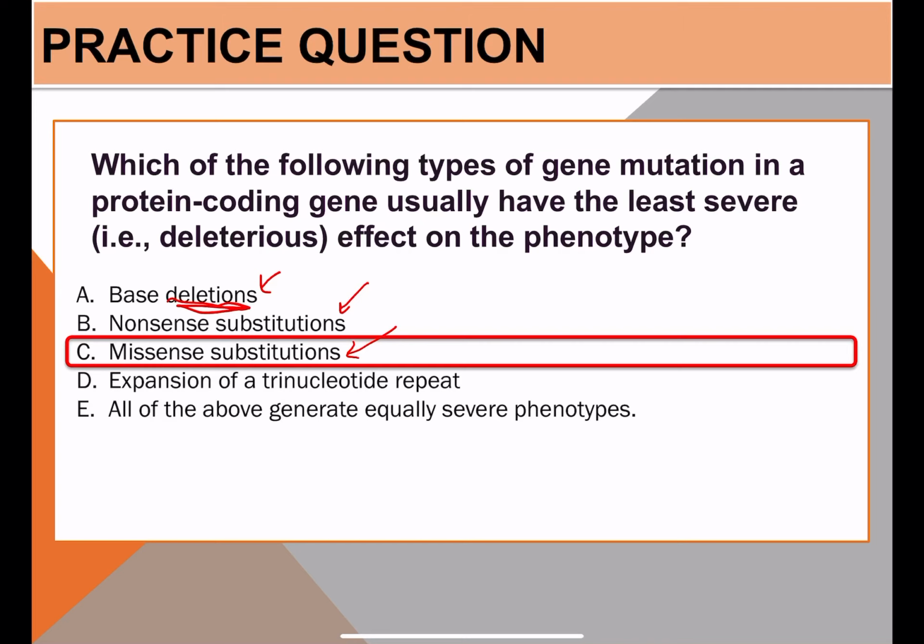Hence, for the least severe, it is when you just switch one amino acid, and hopefully that one amino acid is not going to cause too much of a severe effect on your final protein structure. And of course, expansion of trinucleotide repeats is pretty bad because you have a whole expanding region of repeats. We already discussed that, okay?